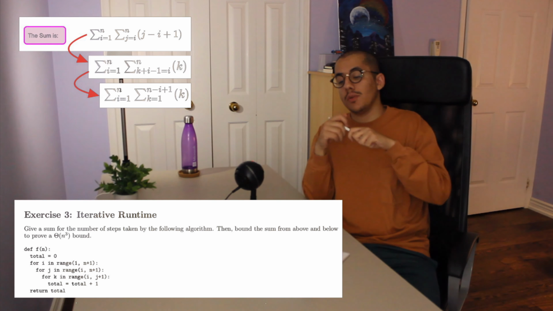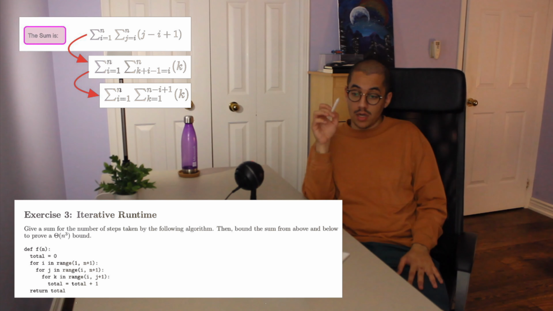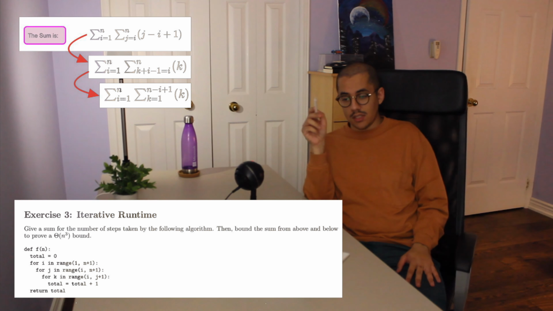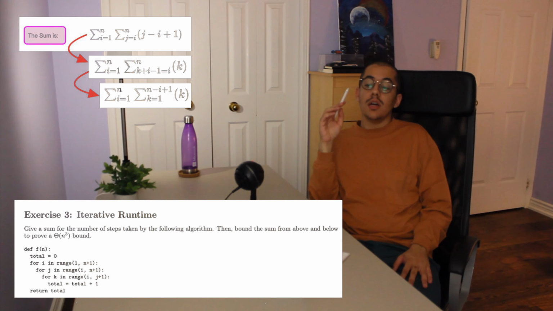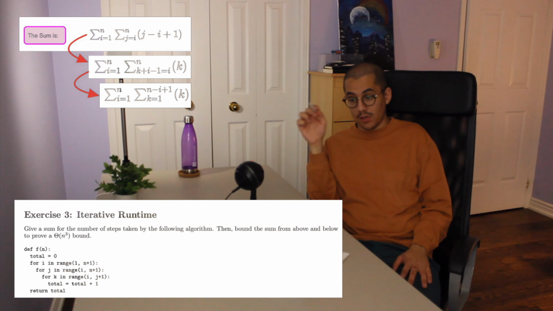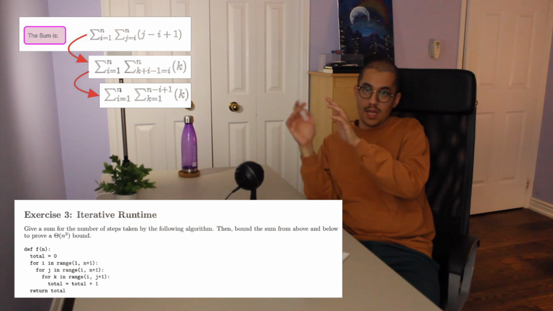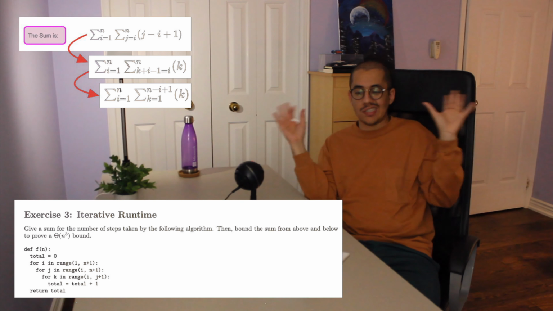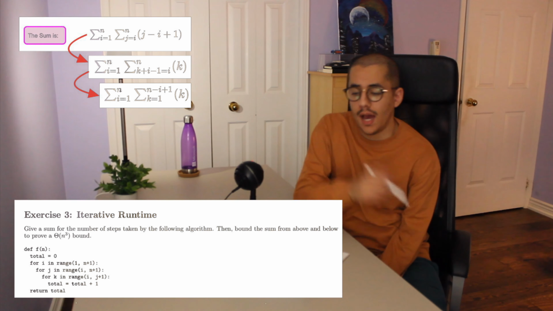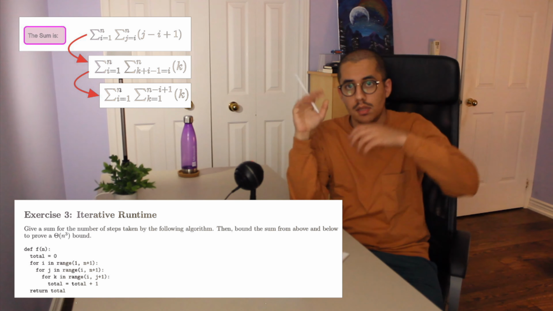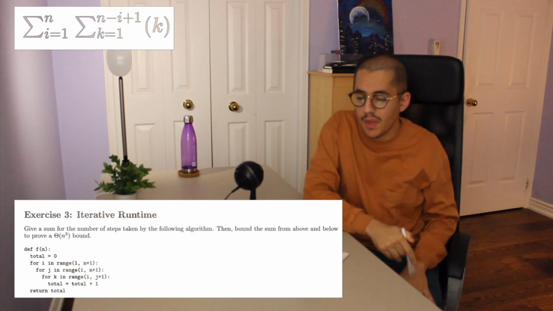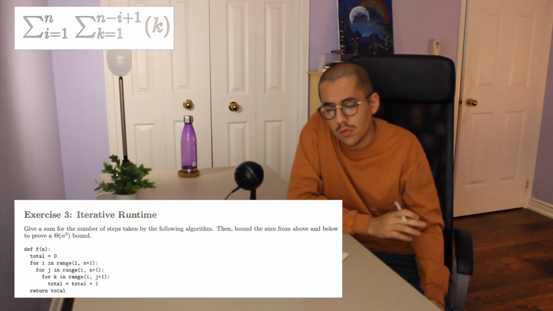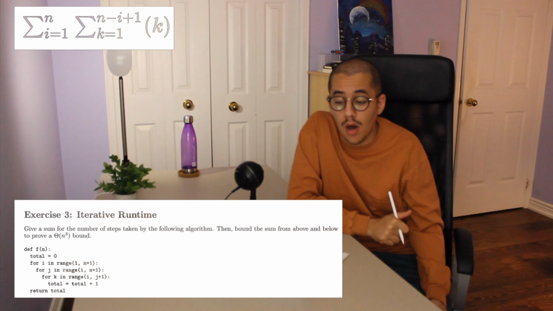And we have a new formula. It becomes the summation of i equals 1 to n, and the second summation is k equals 1 to n minus i plus 1, and then the term is just a simple k. So this new formula we got, we're going to put at the top, and that's the sum. So how can we upper bound it?